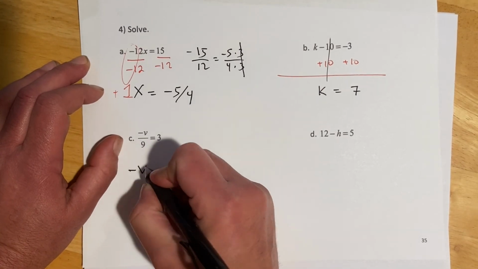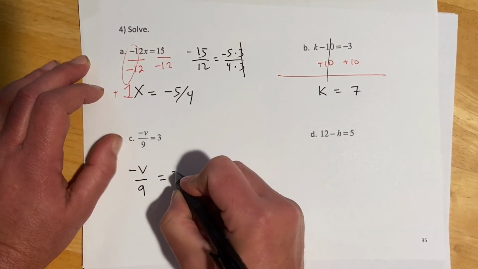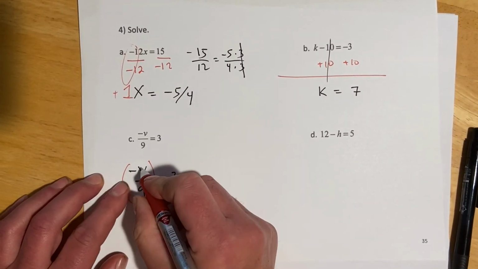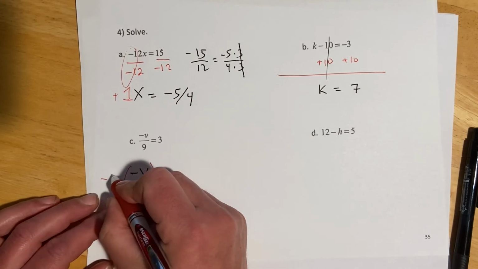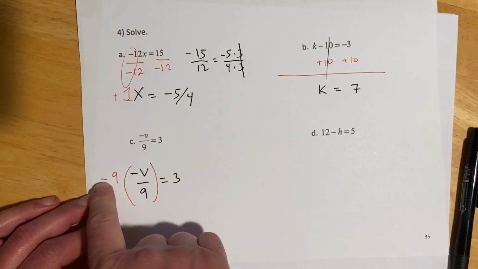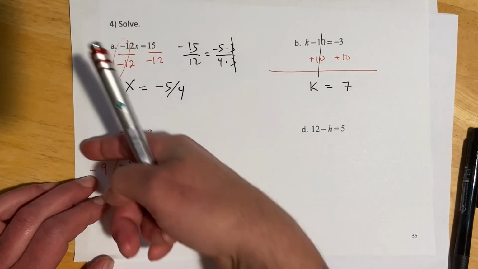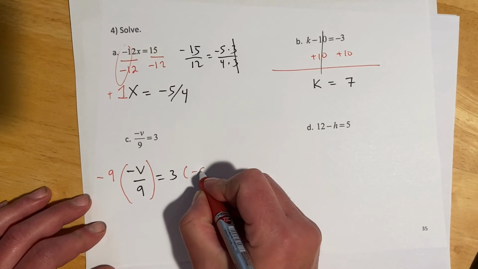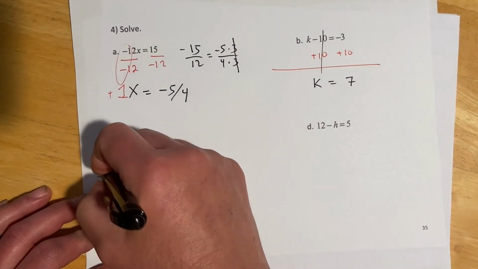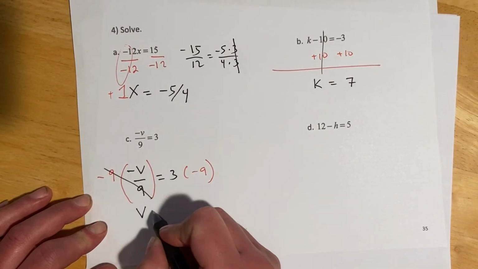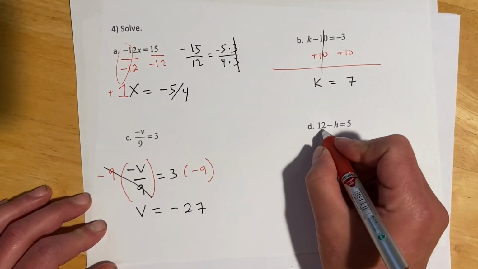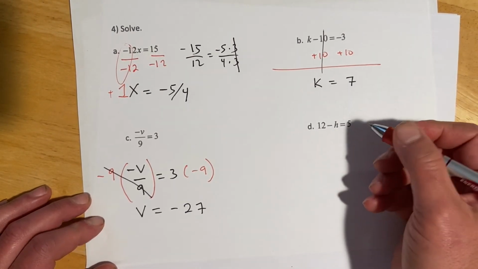This one, let me write this down here so you can see a little better. This has a division and it's negative. So my goal is to make this come out to positive V. I'm going to multiply both sides by -9, because negative times negative will make positive and the 9's cancel. And of course, what I do on this side I have to balance out on this side. Then the 9's drop out and negative gives me a positive V and -27.